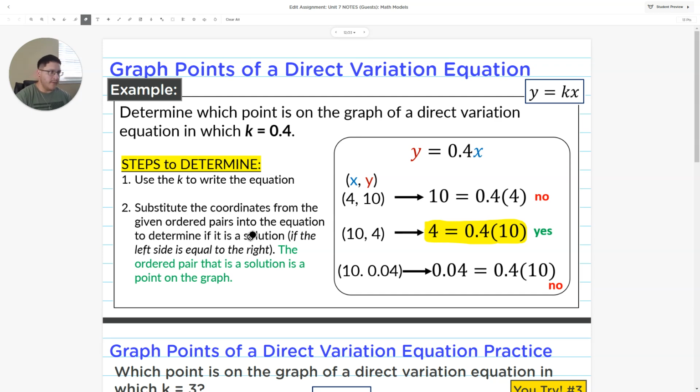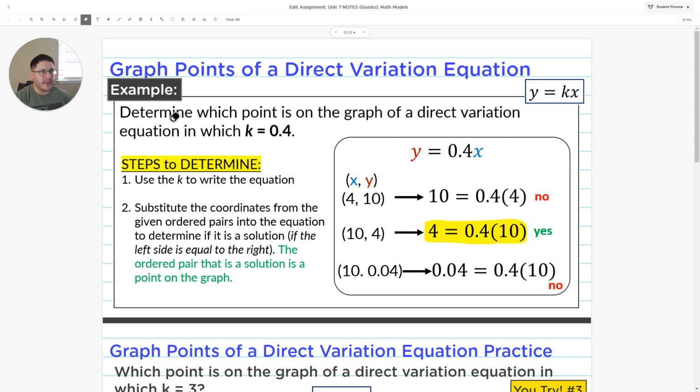Here's another example. This is going to involve graph points of a direct variation problem. So you're going to be presented with graph points, and you're going to need to see which one is associated with the equation that we're focusing on. So, for example, we have an equation up here. You're going to be given a set of points. From those set of points, you need to determine which one has a direct variation relationship by plugging it into the original equation and seeing if they equal each other. So here's what I mean.